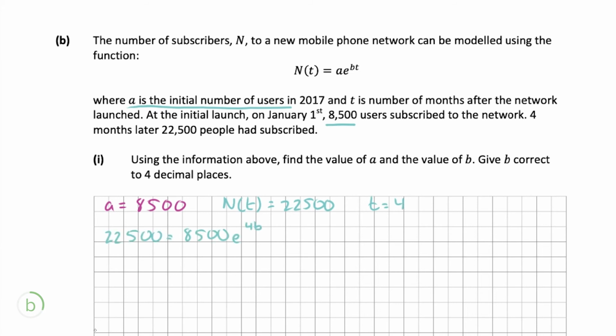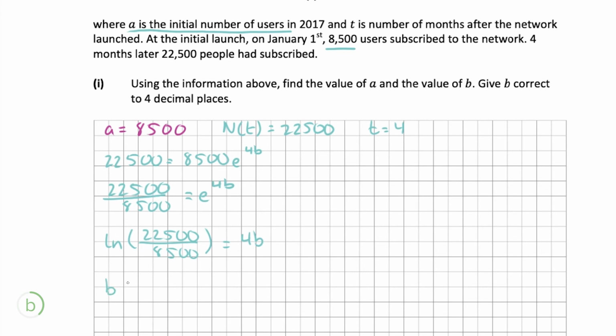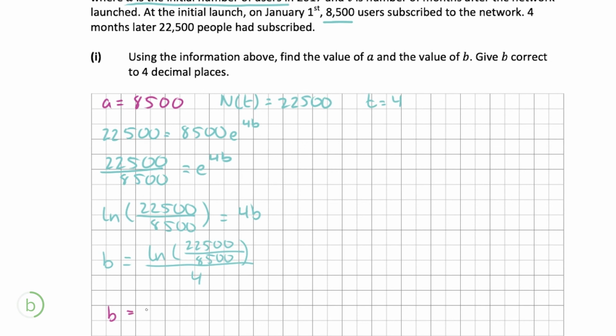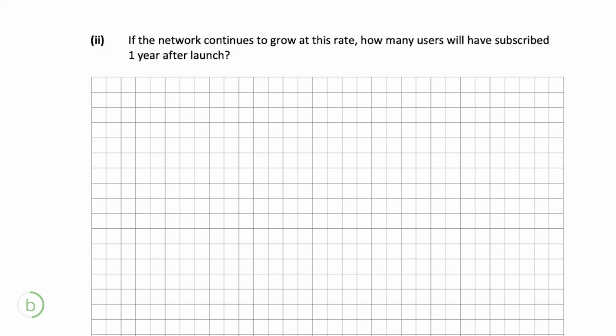Okay, so once we have all of our values subbed in, we can start to rearrange it. So if we divide across by the 8,500, we'll get that is equal to e^(4b). And to get rid of this e, we need to natural log each side. And then to get b on our own, we simply need to divide that all by 4. So now you can just put that all into the calculator. And rounding it to 4 decimal places, you get a value for b = 0.2434.